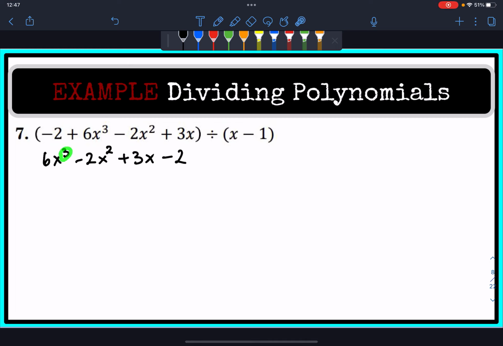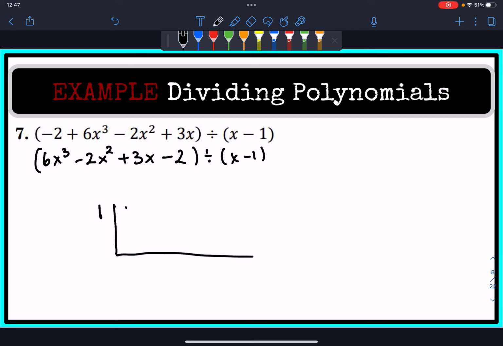So x to the third, to the second, to the first, and then our constant at the very end. And since no powers are missing, we're not going to use 0 as a placeholder. So here, this will be divided by x minus 1, which means we put a positive 1 on the outside. And on the inside, we put positive 6, negative 2, positive 3, and then negative 2 in that order. If you put it in a different order, you're going to end up with the wrong answer.